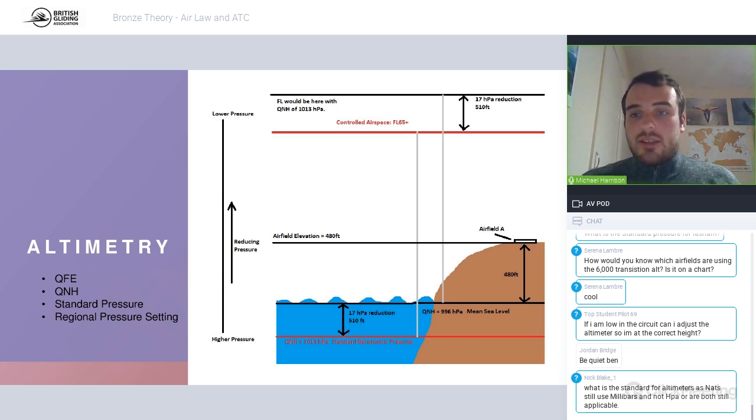Sorry, so the regional pressure setting. It's important to realize that it is not a QNH. They're defined over large areas and it is the lowest forecast pressure for the next hour. So the actual air pressure where you are and the regional QNH can be quite a bit different, and it's not appropriate to use it if you're flying underneath controlled airspace.